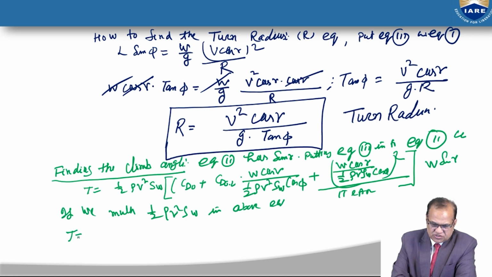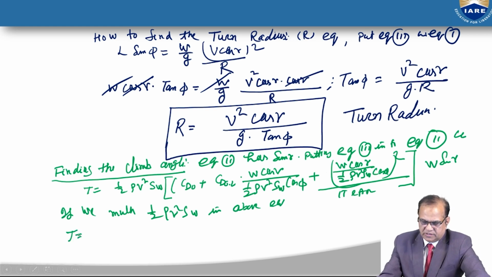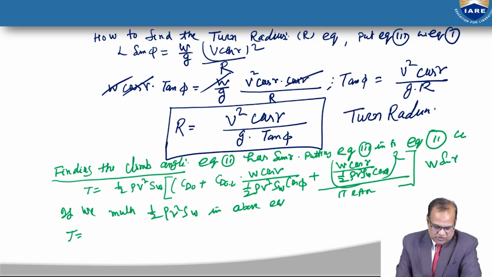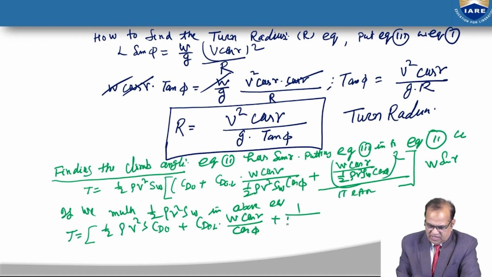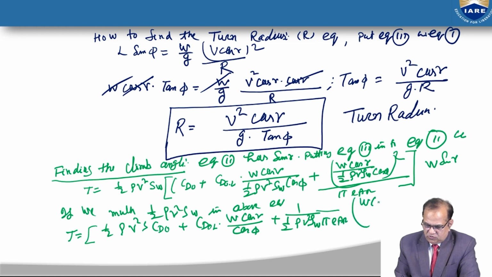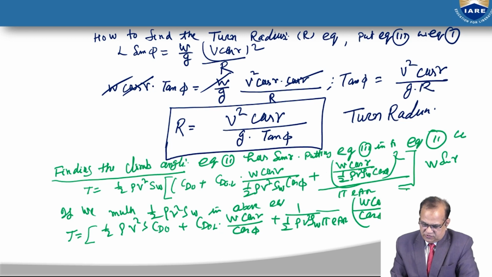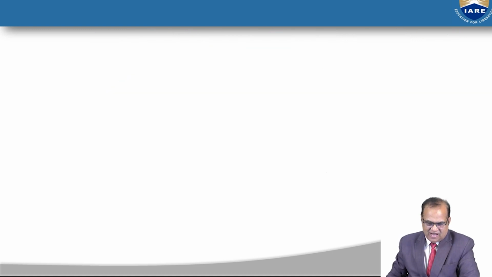We will get the thrust is equal to half rho V square S CD naught plus CD naught L W cos gamma divided by cos phi, plus 1 by half rho V square SW pi E aspect ratio, W cos gamma by cos phi whole square, into W sin gamma. So now we have to find out the sin gamma.